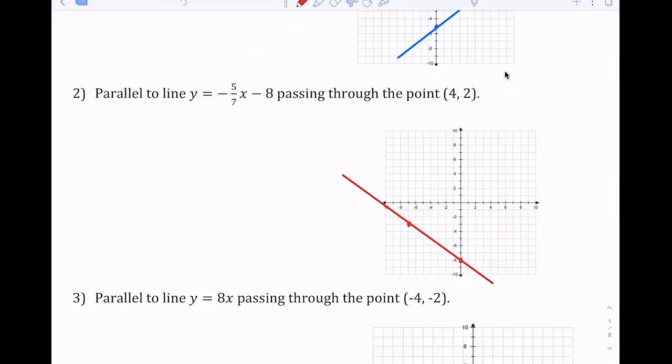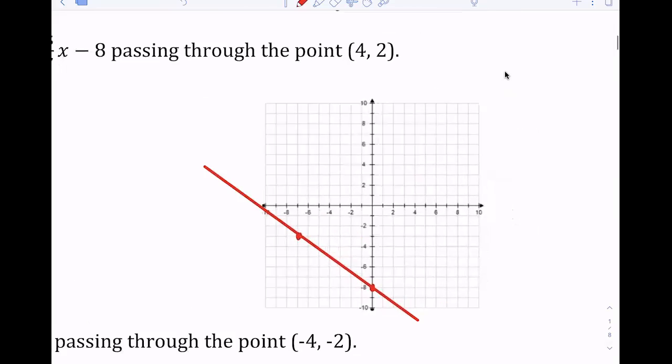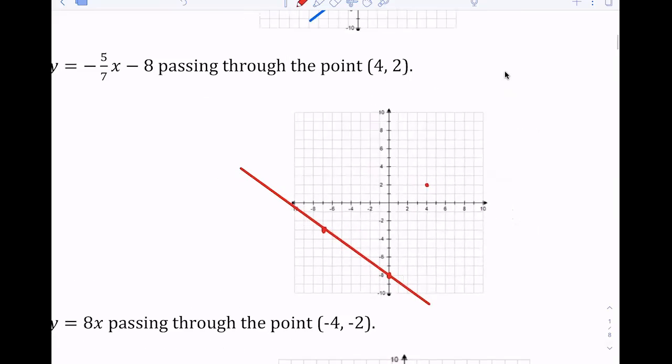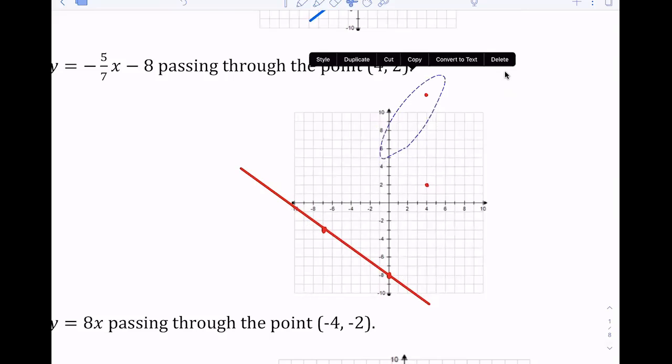Now I'm going to graph 4, 2. So everybody plot 4, 2. Now, what slope am I going to do? -5/7. Negative 5 over 7. So from there I go what? Down 5. Down 5, and then right 7.